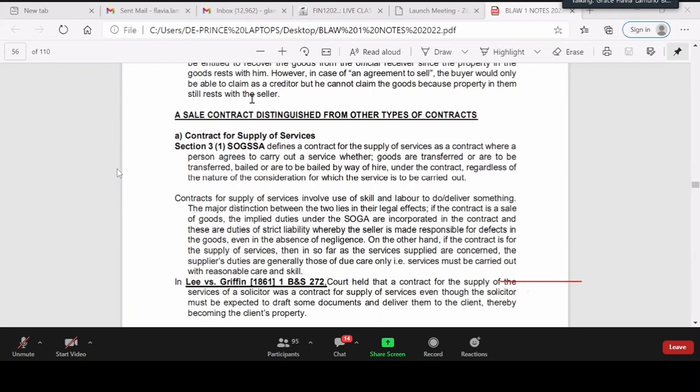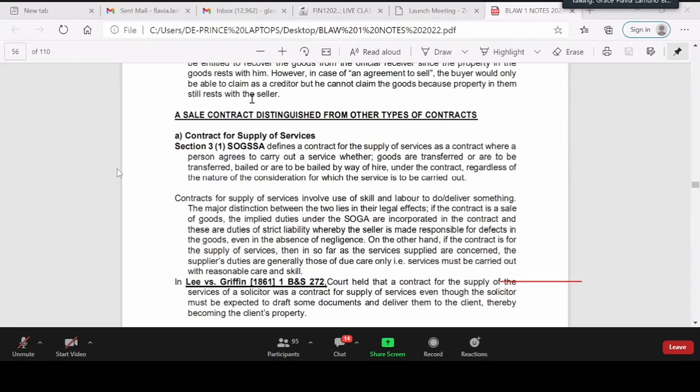Now the last one is a contract for supply of services. A contract for supply of services is a contract where someone agrees to perform or use his skill to offer a service in return for a payment. You use your skill to do something, but in exchange, you expect a payment for that.